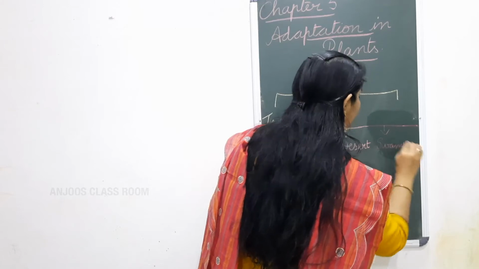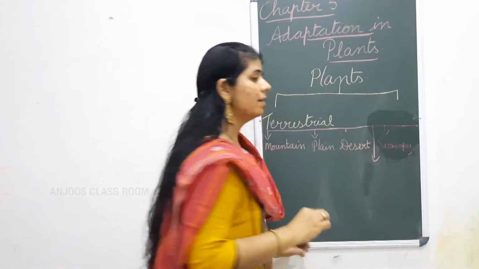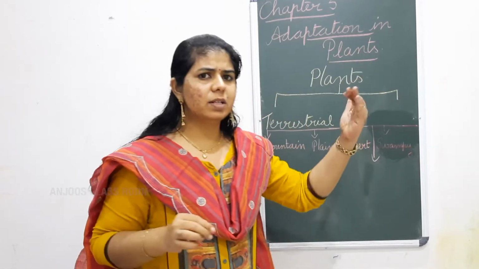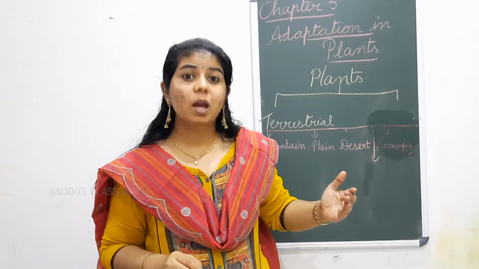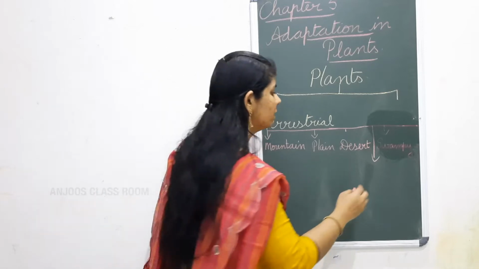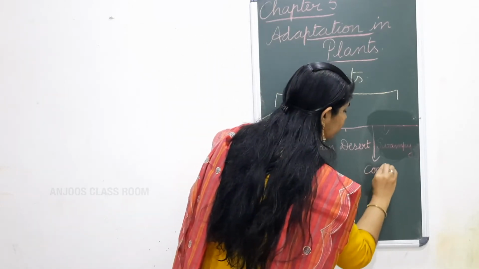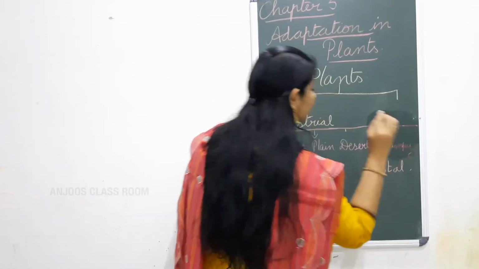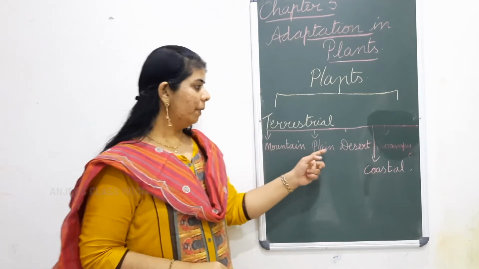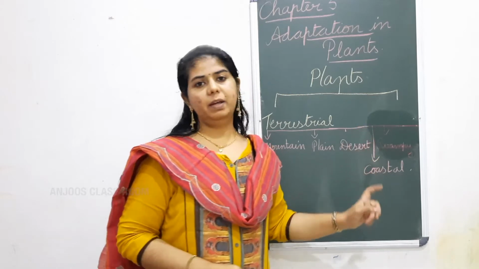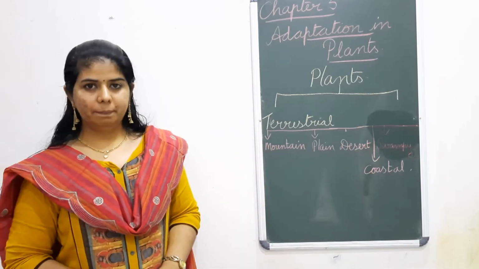Swampy areas. And one more is there, that is the land which is near to the sea, beach side. What we call Tira Pradesham. You might say, what is it? Coastal land. Coastal areas. So these are the different areas. Which are they? Mountain areas, plains, desert, swampy areas and the coastal plains.